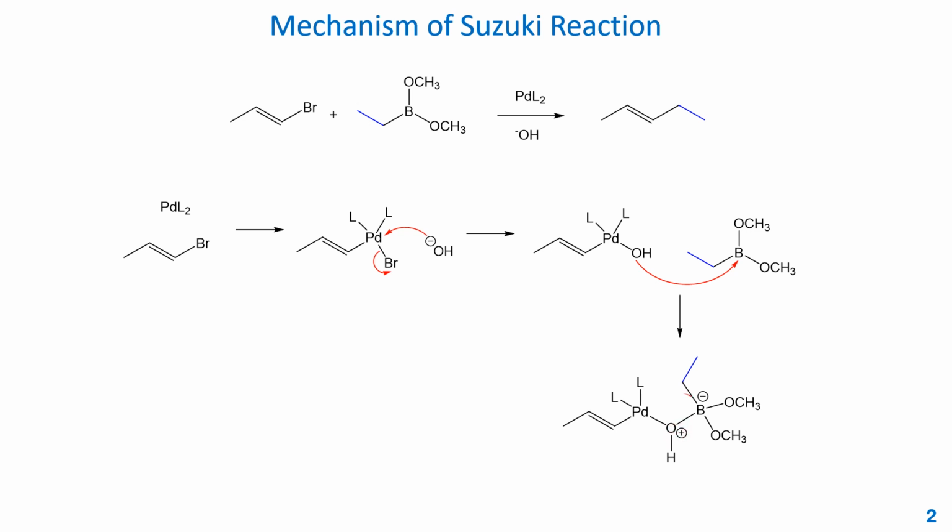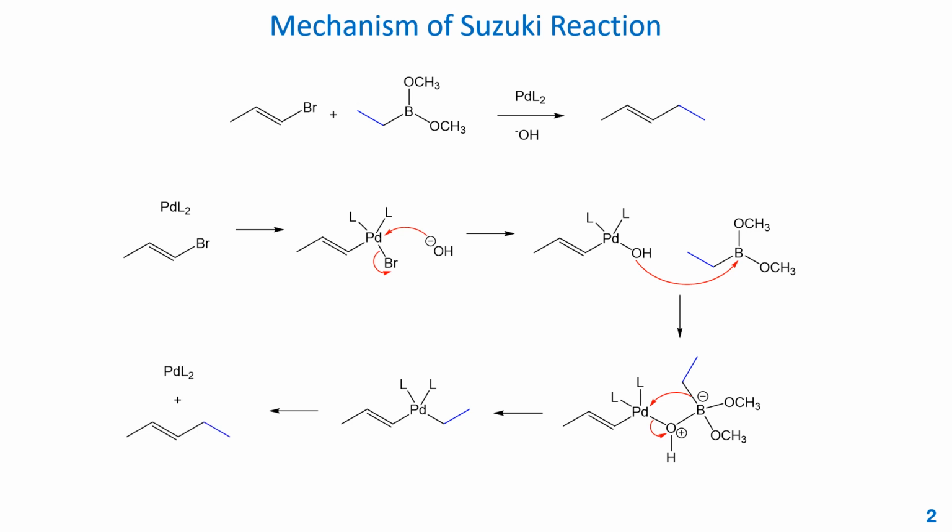So next step will be that the ethyl group migrates to the palladium and at the same time breaks the palladium-oxygen bond, and that forms a complex of the palladium. You can see the vinyl group and the ethyl group both connect with the same palladium catalyst. And the last step will be elimination.